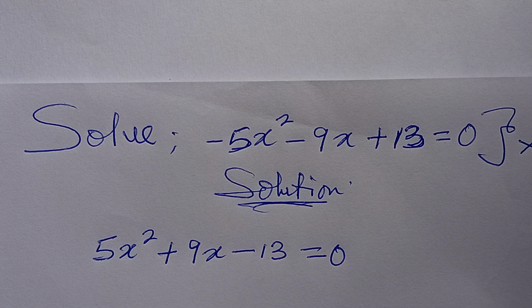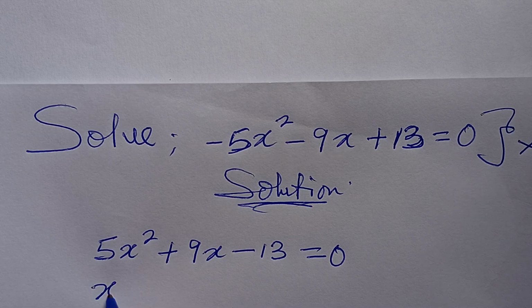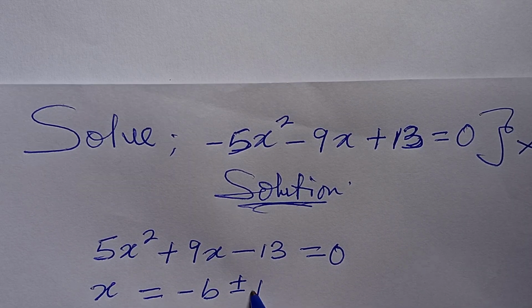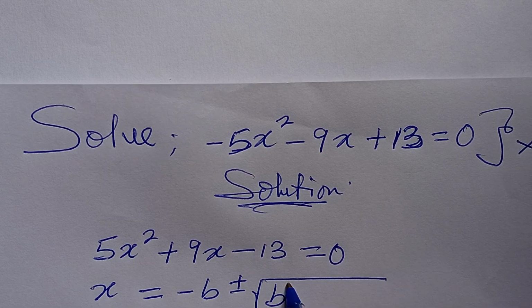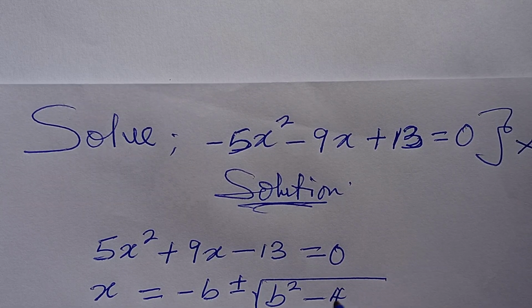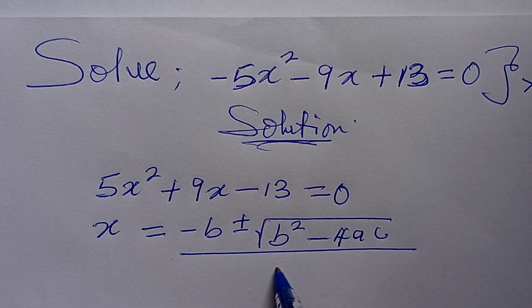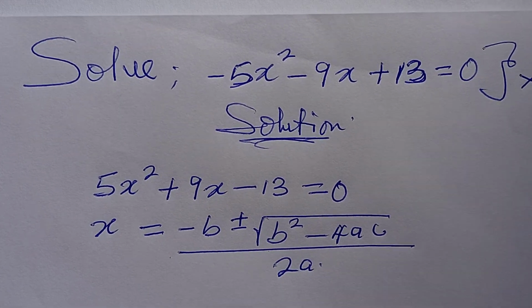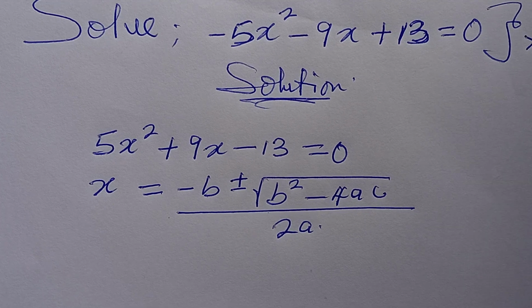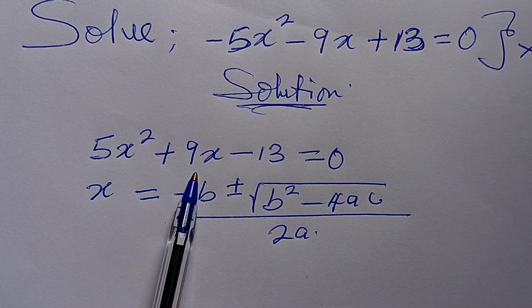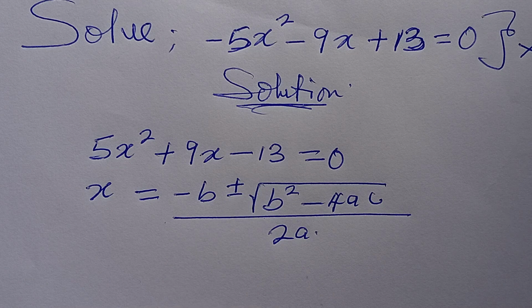So with this, we can apply our formula method now. Using the formula method, which says that x equals minus b plus or minus the square root of b to the power of 2 minus 4ac, all over 2a. The value of a is 5, the value of b is positive 9, and the value of c is minus 13.